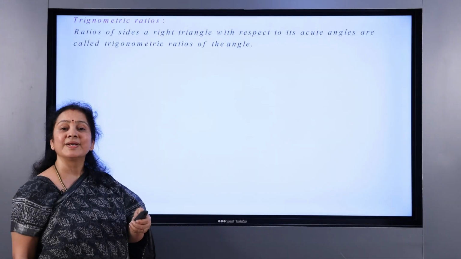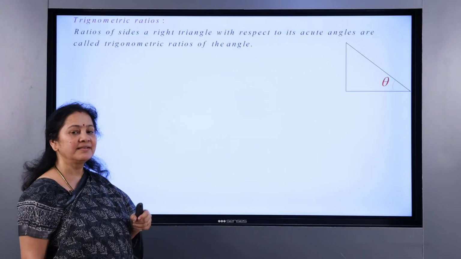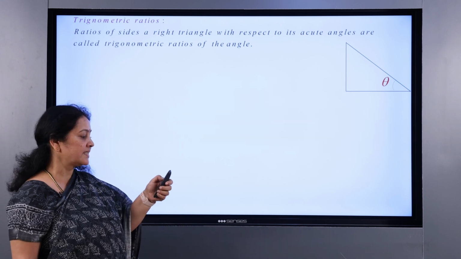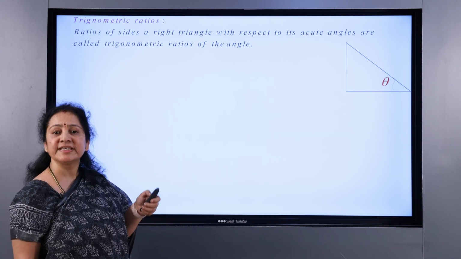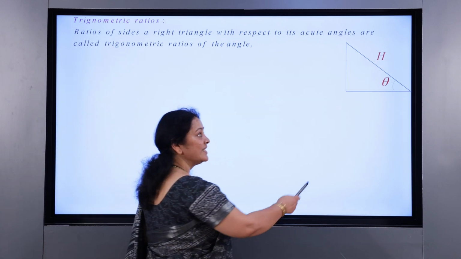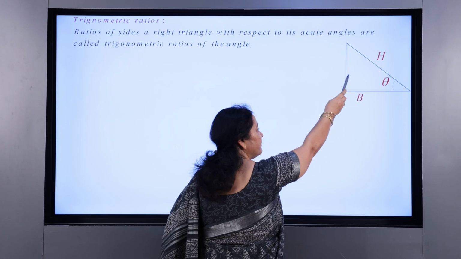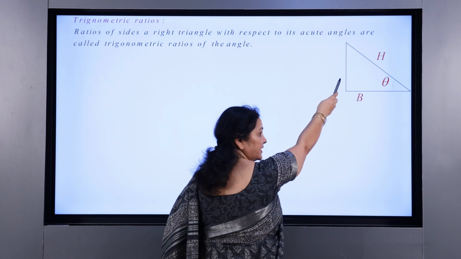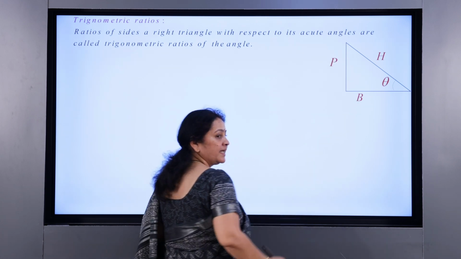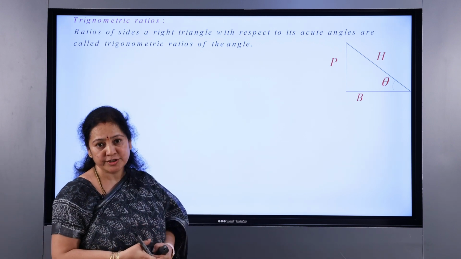Now, let's consider a right angle triangle. The given angle, we denote it as theta. The side opposite to the right angle, or the longest side, is the hypotenuse. The side adjacent to the given angle theta, we denote it as base B. And the side opposite to the given angle theta is the perpendicular, denoted by P. Now we give the 6 trigonometric ratios as follows.